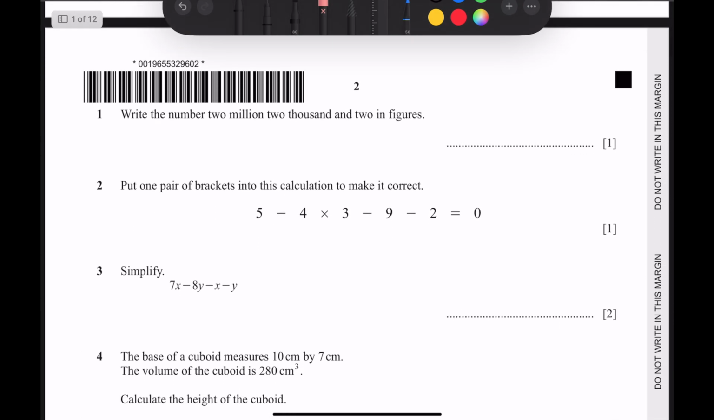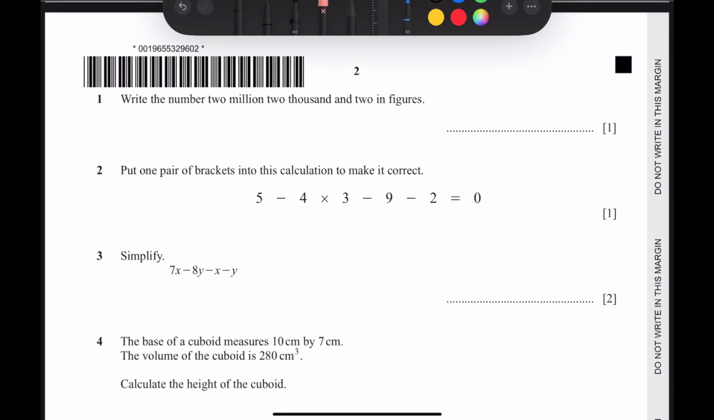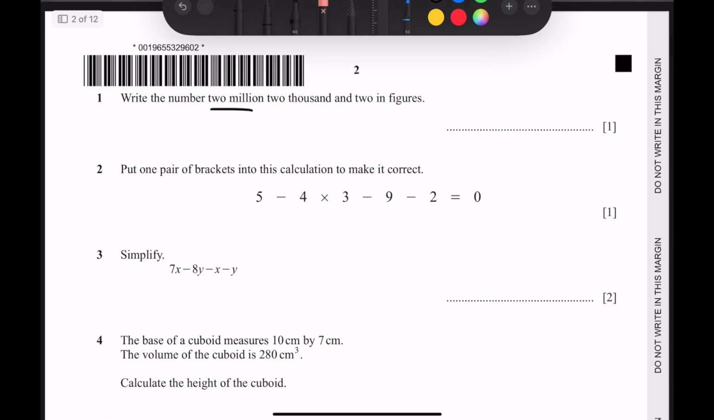Question 1 says to write the number 2,002,002 in figures. So for this, there are three parts. You have the number 2 million, you have the number 2000, and you have the number 2. So to find the number 2,002,002 in figures, you just add all of these three parts individually. And this produces 2,002,002, and this is your final answer.